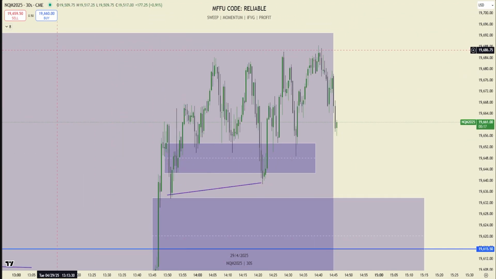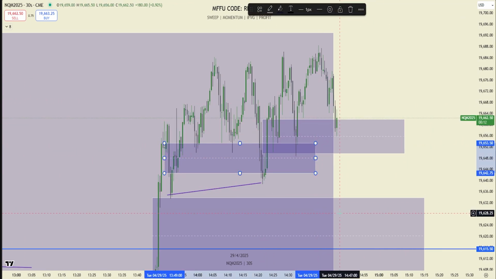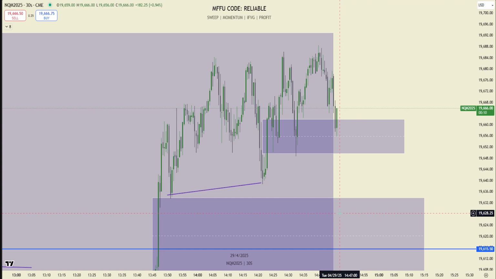All right, so we swept this high. We're still respecting the 15-minute. We have this 30-second gap that's currently holding price. So maybe if we continue to hold that, we'll be bullish.